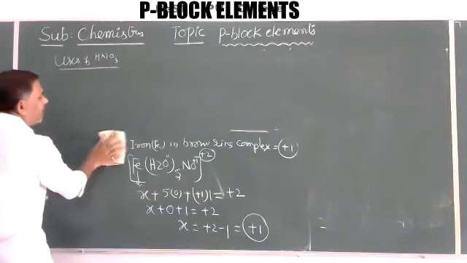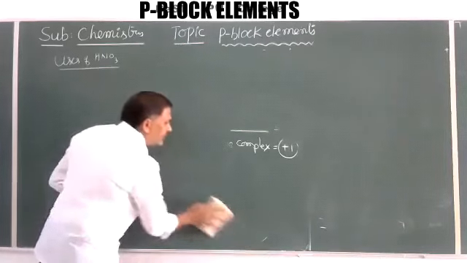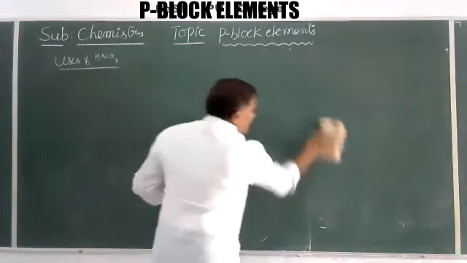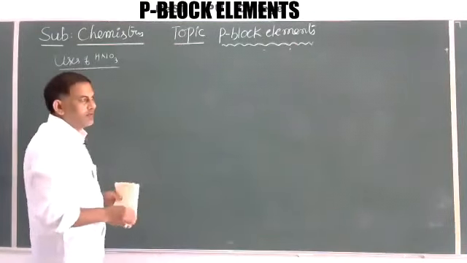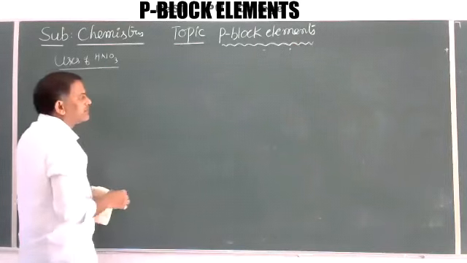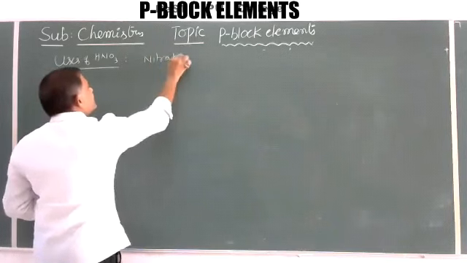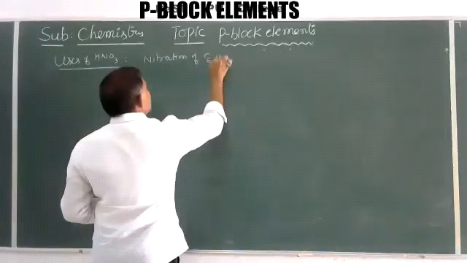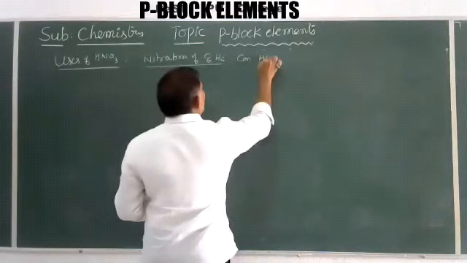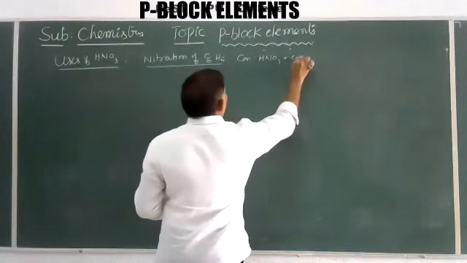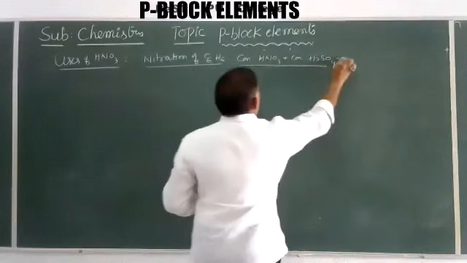We can observe in first PUC, 11th standard, the nitration of benzene. First year, very, very important: the mechanism of nitration of benzene. In that nitration of benzene, C6H6, concentrated HNO3 and concentrated H2SO4 are used as the nitrating mixture.